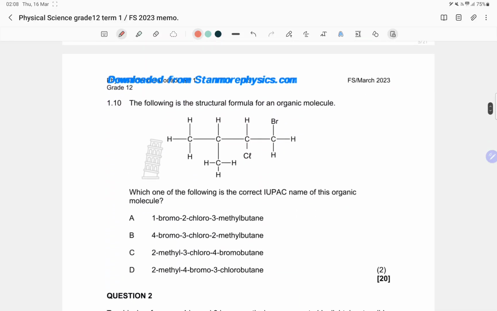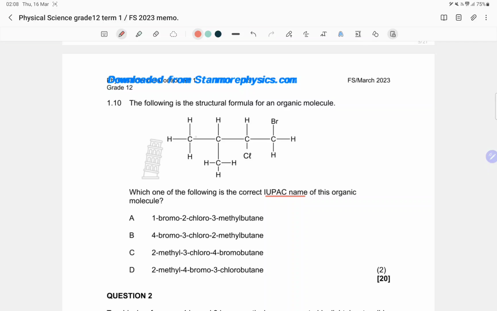Okay, let's do the last question. The following is the structural formula of an organic molecule. Now, which one of the following is the correct IUPAC name? So now we're looking for the name. Now the key is to find the longest chain.